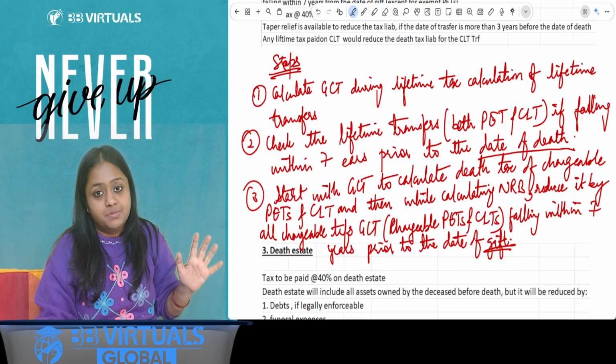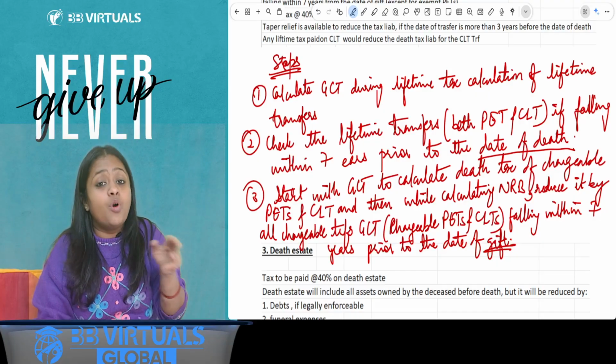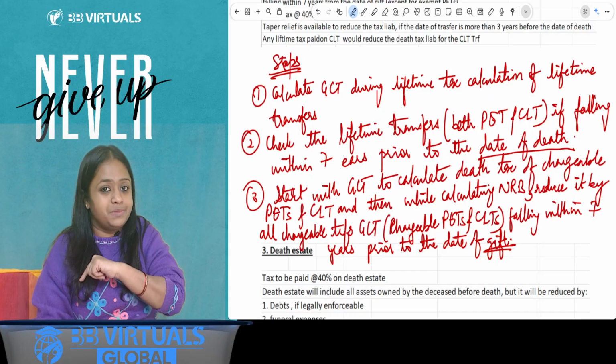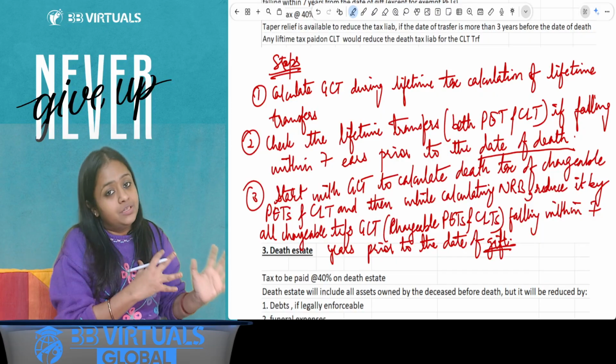They will never be taxable. So when we reduce NRB, we will never reduce exempt PETs. We will always reduce the GCT of chargeable PETs. That's the catch. And falling within 7 years prior to the date of gift.